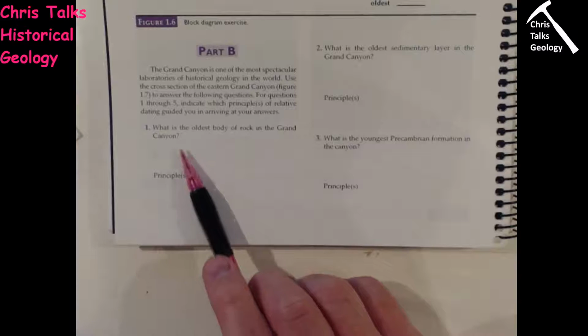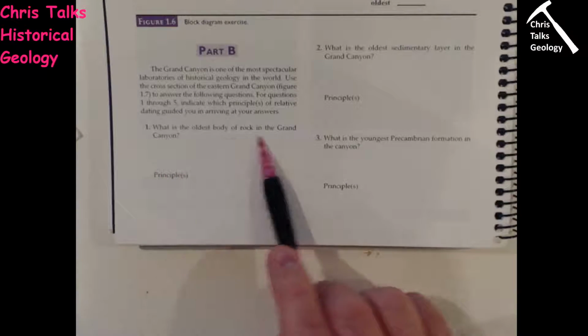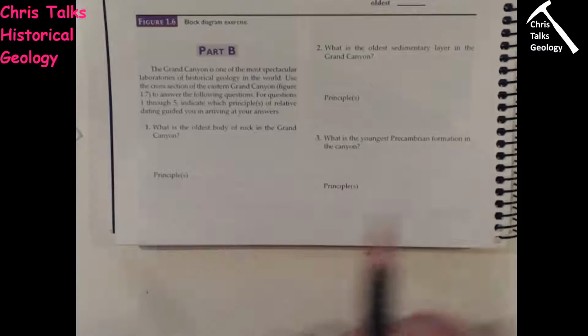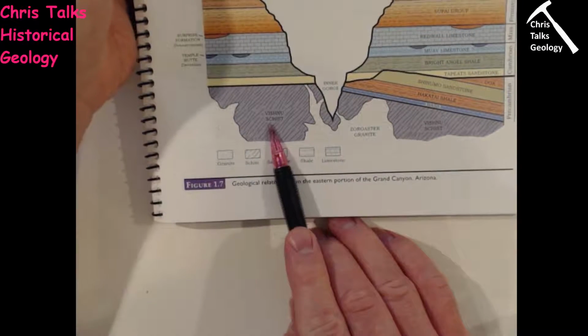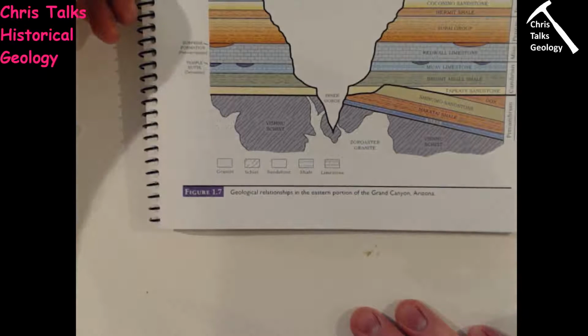So for instance, if we go back to number 1, well, what is the oldest body of rock in the Grand Canyon? If we come and have a look, well, it's obviously got to be the Vishnu schist for 2 reasons. Number 1, it's right down at the bottom of the sequence.